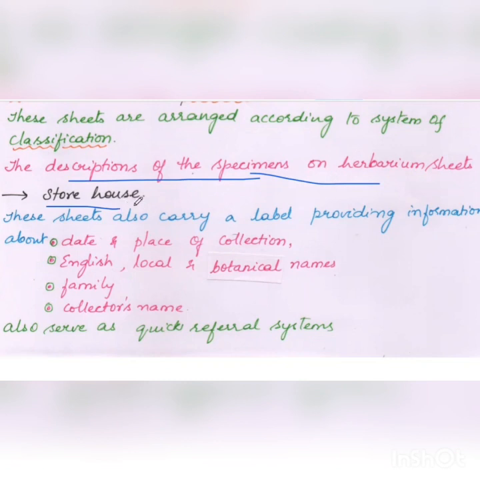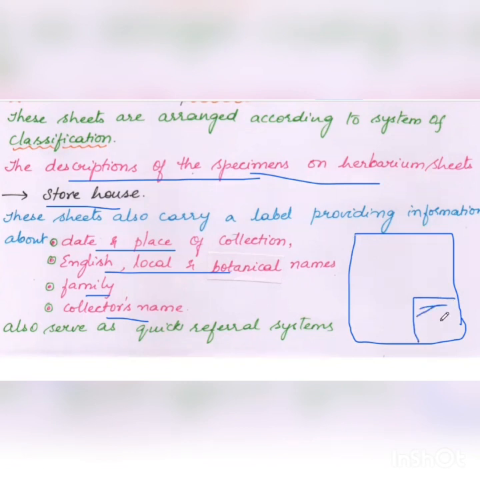These sheets also carry a label providing information of date and place of collection, English, local, and botanical names. See, botanical names, as I already told you, and the family and collector's name. These are also written on it, exactly on the right bottom. For example, if you consider this to be the herbarium sheet, it's written exactly here, and the leaf is stuck here.